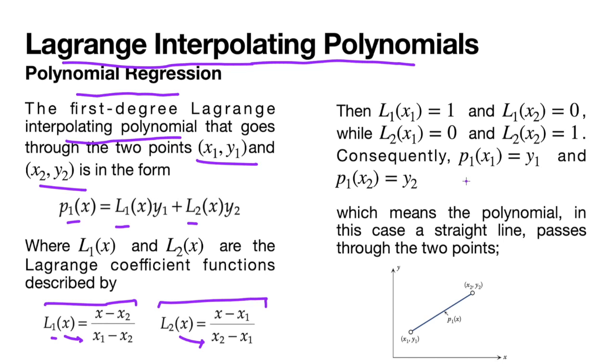You see that if the polynomial has to pass through these 2 points, then if we put x1 in the polynomial, it should give the value of y1. So p of x1 must be equal to y1 if it is passing through that point. Similarly, if we put x2 in the polynomial, it should give the value of y2. That will mean that it is passing through that point.